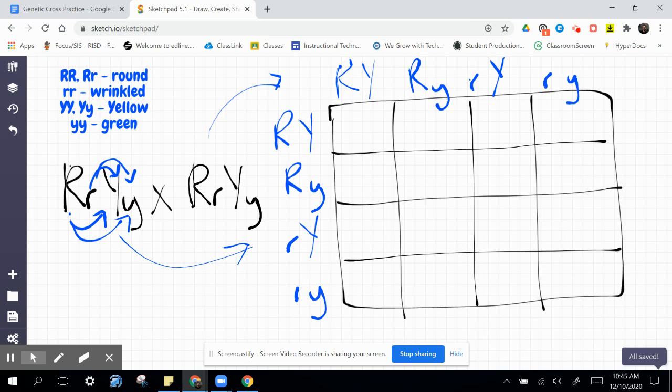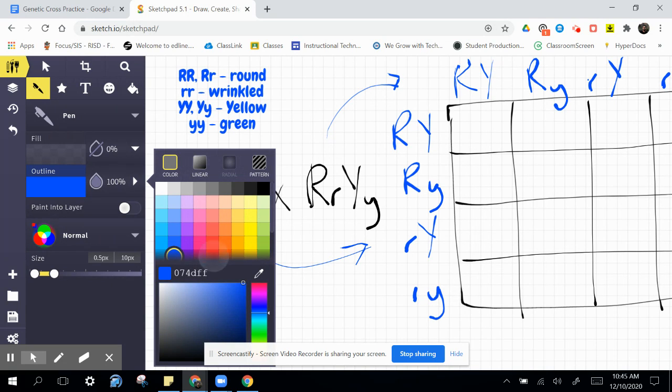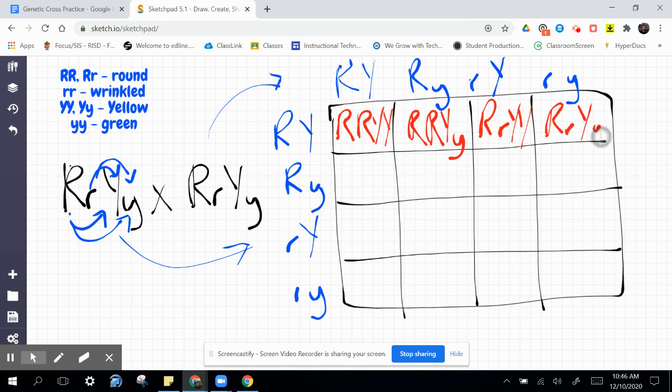And so now that I've got all the alleles spread out across the box, I can start combining them. I'm going to switch up the color here. And so just keep track of what gets dropped down and what gets dragged across. Remember to write your dominant alleles first if you have them. Apologies for the handwriting here, guys.